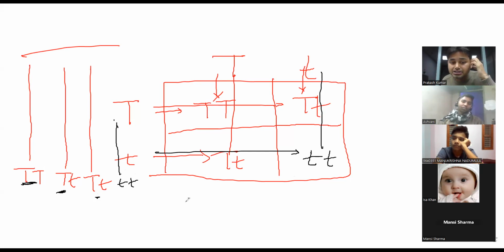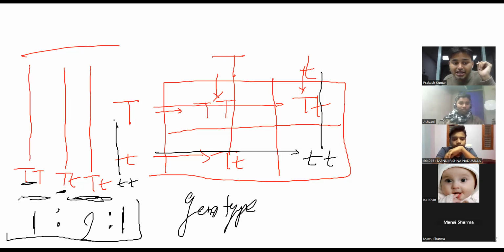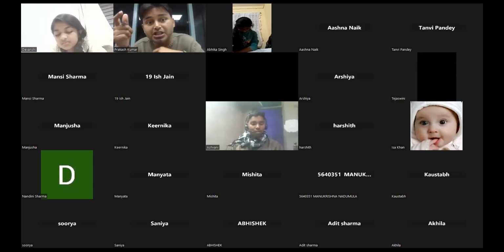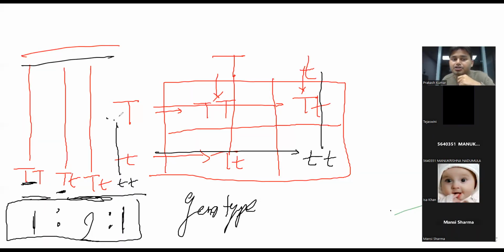So now, if the question is like this one is small t, now the question is, what is the genotype? Genotype will be in the ratio of 1:2:1. In your NCERT, it will be written in bracket 1:2:1, right? But if I talk about phenotype, means character only, it will be 3:1. 3 is tall and 1 is short. So phenotype is 3:1, genotype is 1:2:1.